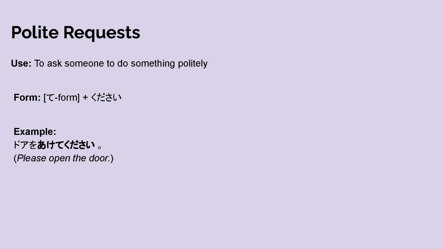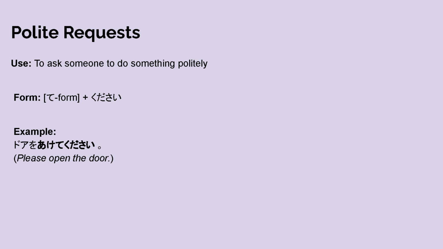Either way. In this example, it's please open the door. Doa o agete kudasai. Change to the te form, add kudasai. That just makes it all polite. The literal translation is please, so that's just easier to know. And when you're talking to your friends, technically you could drop the kudasai. I wouldn't say it's super formal, but it's polite. It's good to use. If you want to be super formal, I would say onegai shimasu.